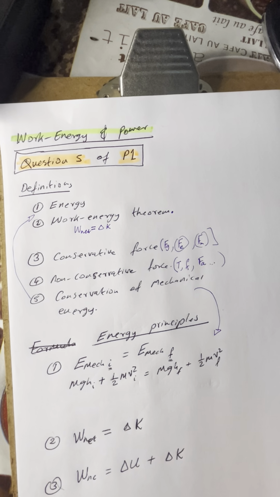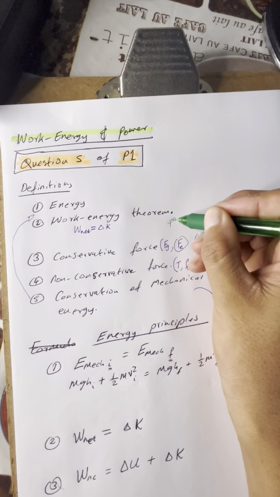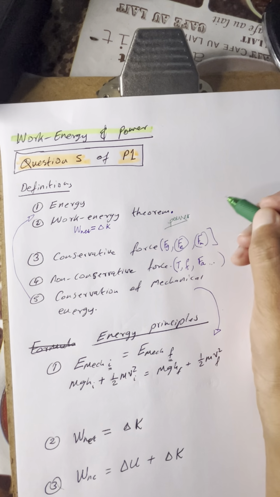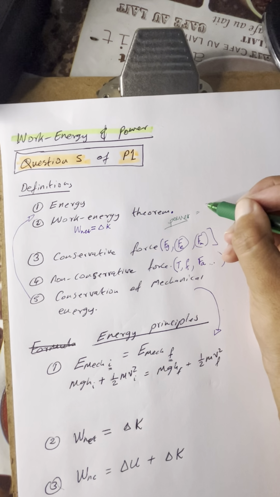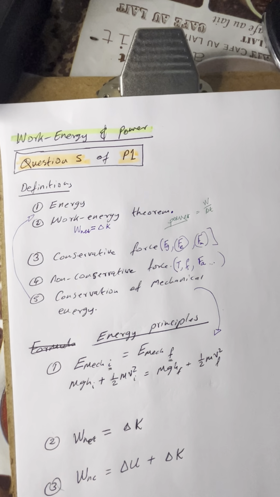The other one that I might have forgotten is power. Please add it to your notes. The definition for power: the rate at which work is done. Also, this is a formula that says W divided by change in time. The rate at which work is done. So remember that one. Add it as definition number 6.